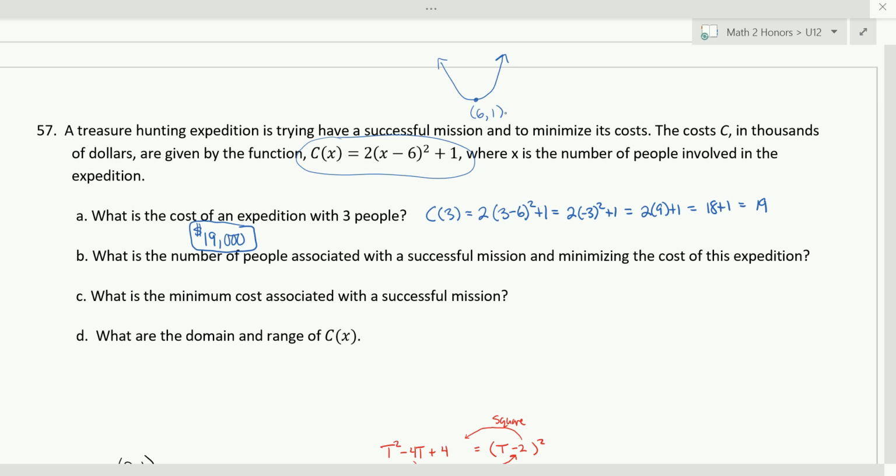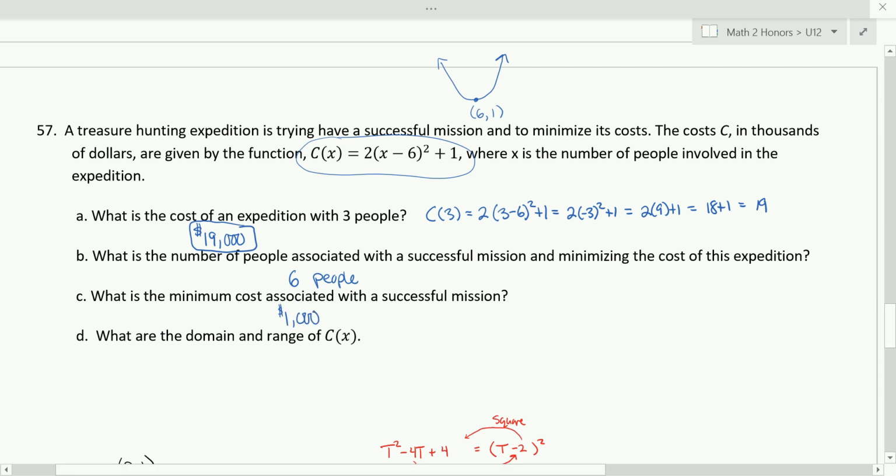Read it carefully. What is the number of people? Does our x variable represent people or a y variable? X. So how many people? 6 people. So if we get 6 people on this expedition, we minimize our cost. And what will that minimum cost be with a successful mission? What is that? $1,000. Good.